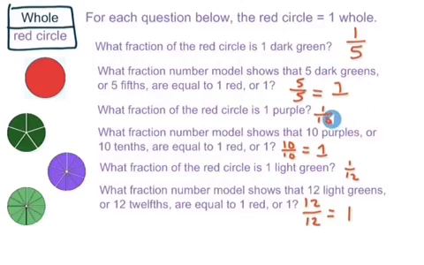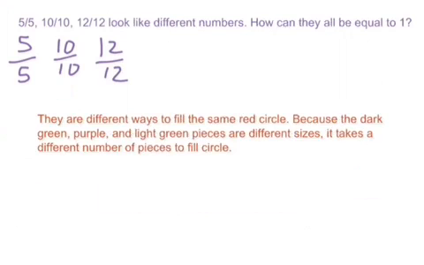For the purple, 1 out of the 10 that it takes to fill the whole thing, 1 of them would be worth 1/10. 1 out of the 10. 10/10 equals 1. For the light green, you've got 1 out of 12. 1 out of the 12 that it takes to cover the red, meaning 1 would be worth 1/12. And the number model would be 12/12 equals 1. Alright, hope you got those.